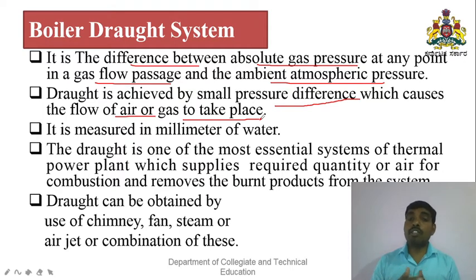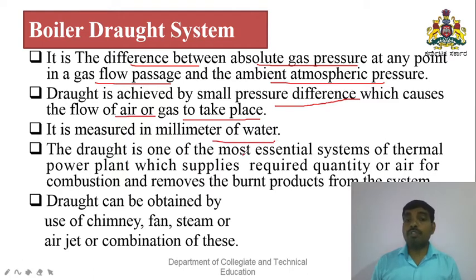So why is the draught required, and how will the draught operate? If there is no difference, there is no flow of air. If there is a difference, then the flow of air will occur. This difference helps us take the flue gases out of the boiler through the chimney to the atmosphere. For that reason we require a small pressure difference inside the boiler, so that the draught is possible. It is measured in millimeters of water.